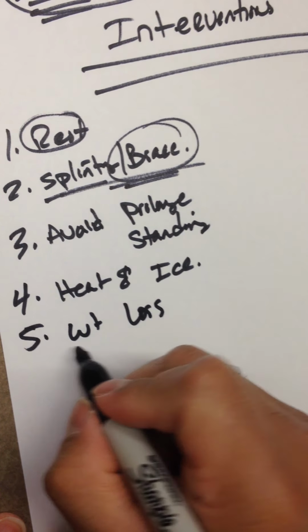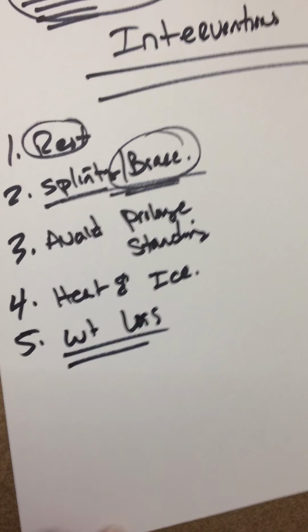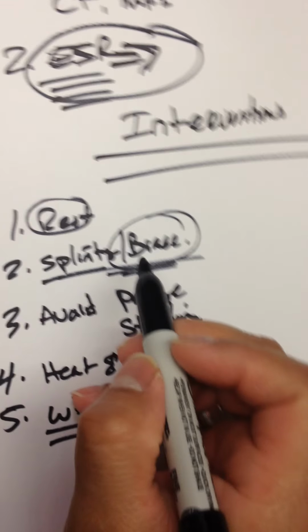Number 5, weight loss. Now again, the intervention will be determined by what the patient is doing or what type of patient it is. For example, if it's an athlete that is doing a lot of bench press, a lot of squatting, well then you would tell them to cut back on the bench press, on the squatting, on the running, on that activity. You would tell them to get a little bit of rest.